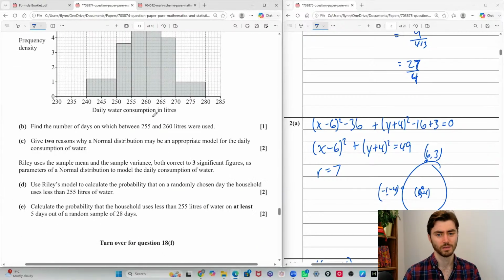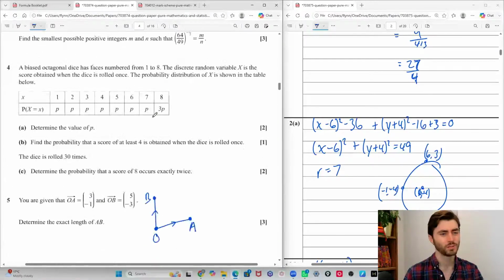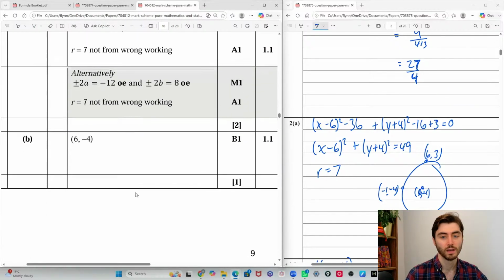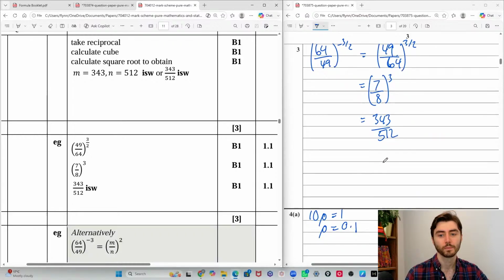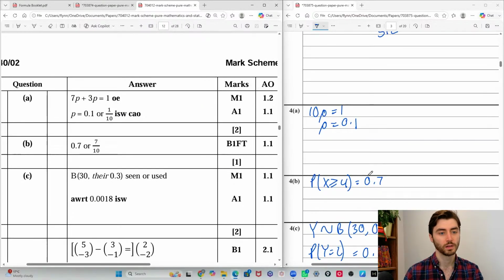Hold on a minute. Oh, what? What did it ask for a circle? What are you talking about? Oh, it just wants the radius. So the radius is 7. Okay, there we go. The center is 6, minus 4. Great. Okay, cool. Yeah, you get that. P is 0.1. Good.